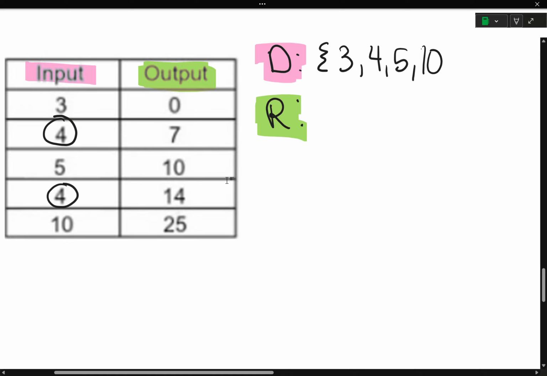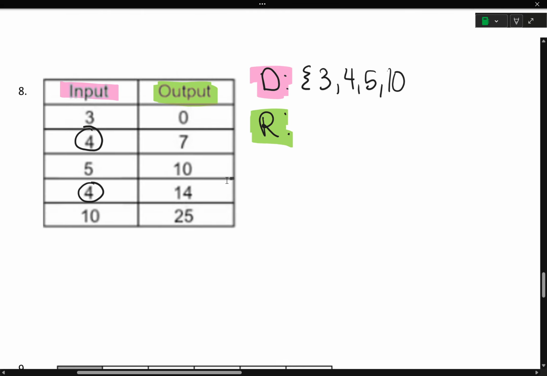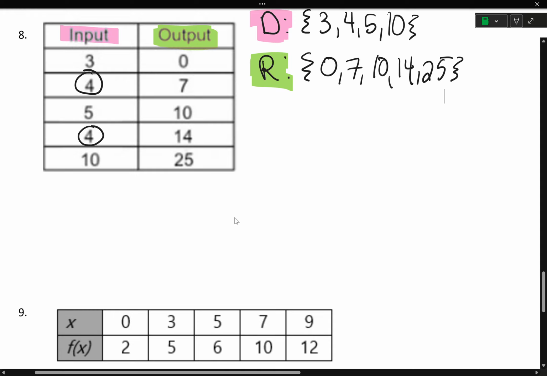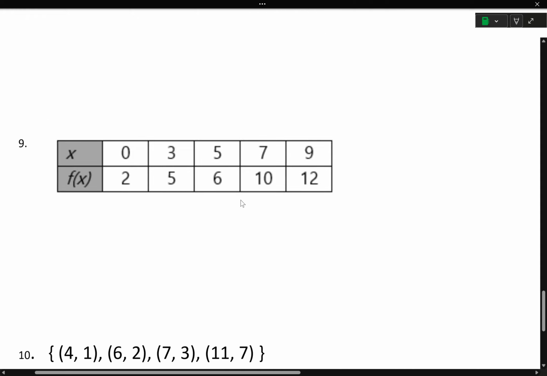Okay, here we go. Range. 0, 7, 10, 14, and 25. Now, mathematicians actually, when they see sets of domain and range, whenever you see a domain that has fewer numbers than the range, it's a giveaway to mathematicians that that's not a function. It's just a relation. Ooh, another table.